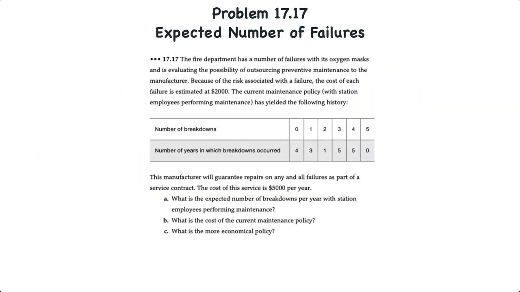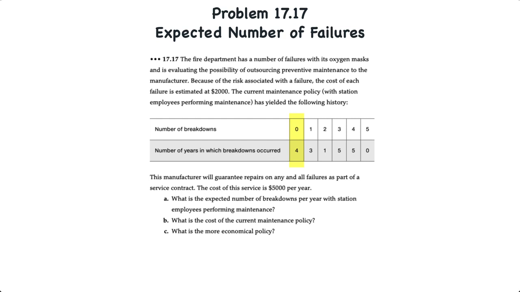Now on to problem 17.17. Here we have a fire department that has a number of failures with its oxygen masks and is evaluating the possibility of outsourcing preventative maintenance to the manufacturer. Now, because of the risk associated with the failure, the cost of each failure is estimated to be $2,000. Now, the current maintenance policy, where the station employees perform the maintenance, has the following history in terms of the number of breakdowns and the number of years in which breakdowns occurred.